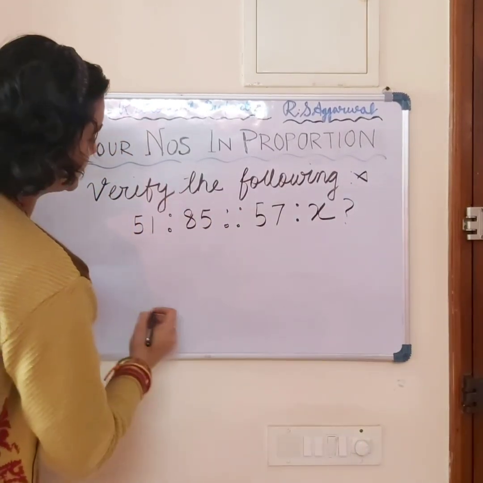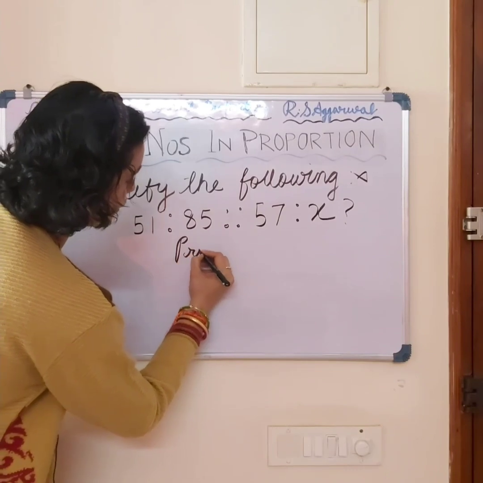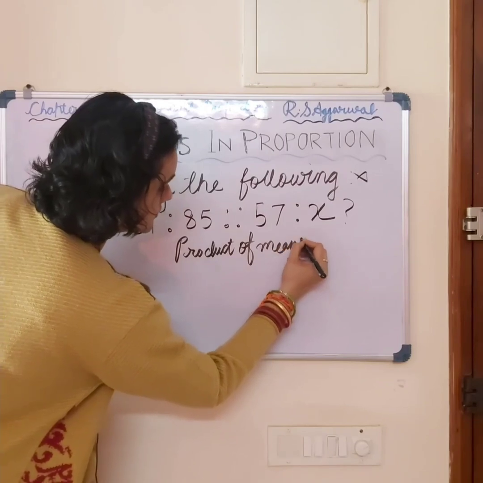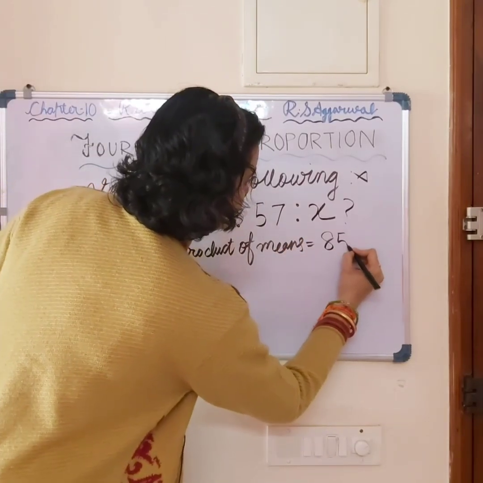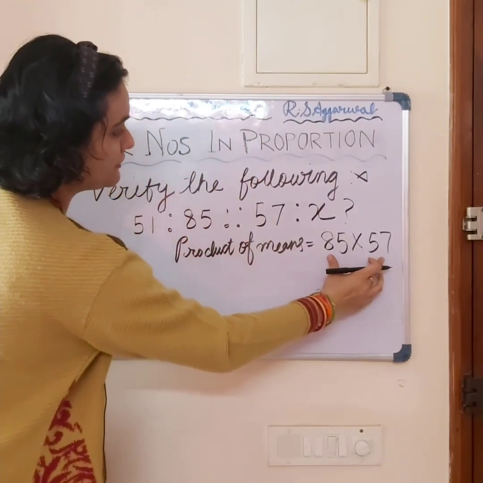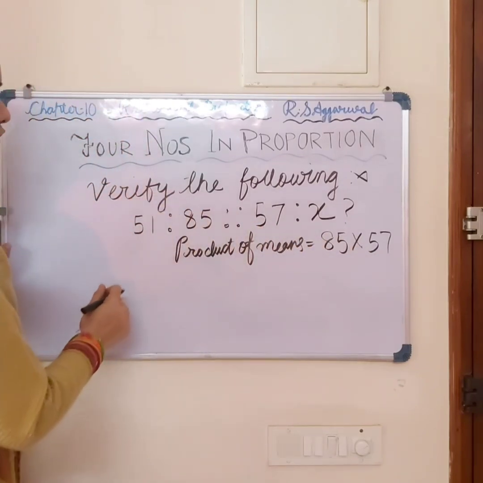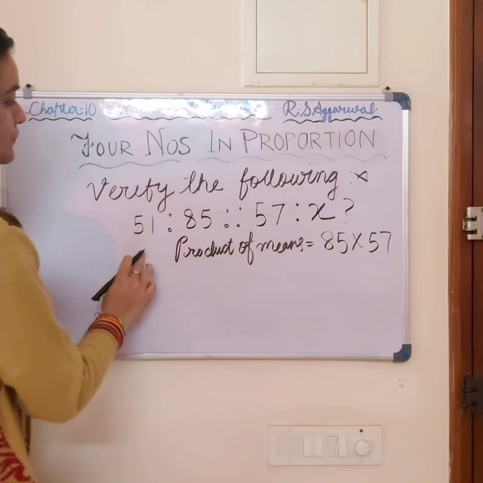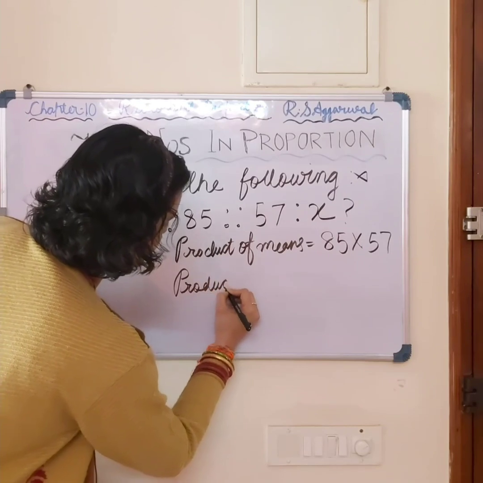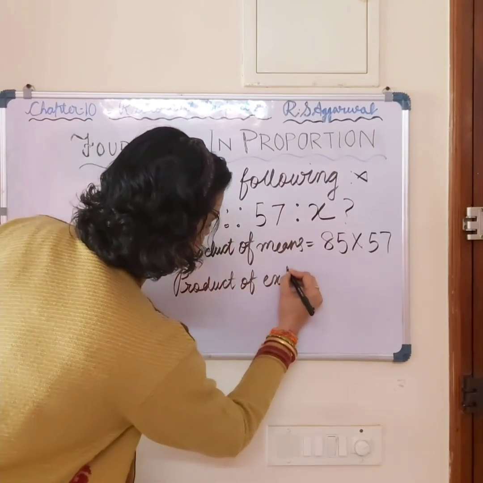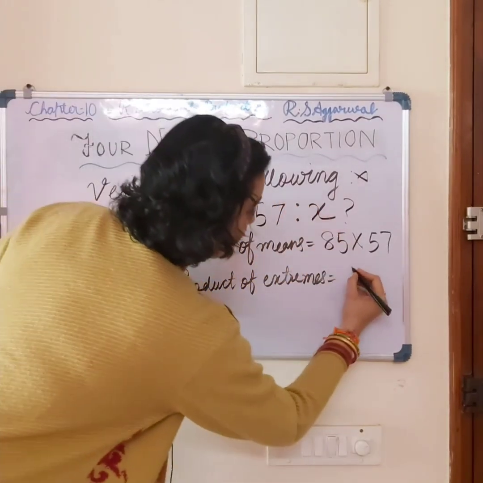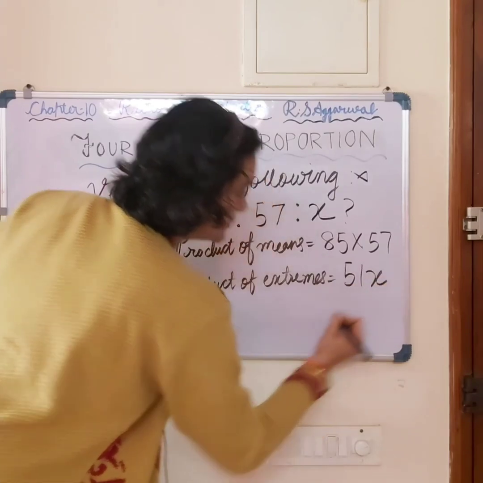Let's first write down what is the product of means. Product of means here. What is it? 85 into 57. These two numbers are in the middle, right? So this is product of means. 85 into 57, we learnt. The numbers in the middle are the means. Now what are the extremes? One is 51, one is x. So I write down product of extremes. What is it? 51 into x. 51 into x I can also write as 51x, right?